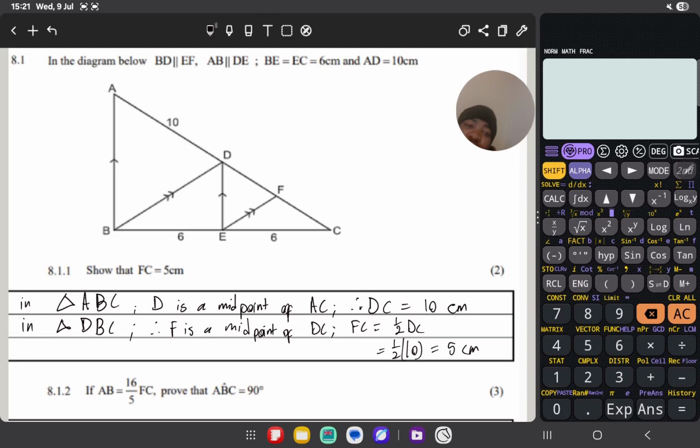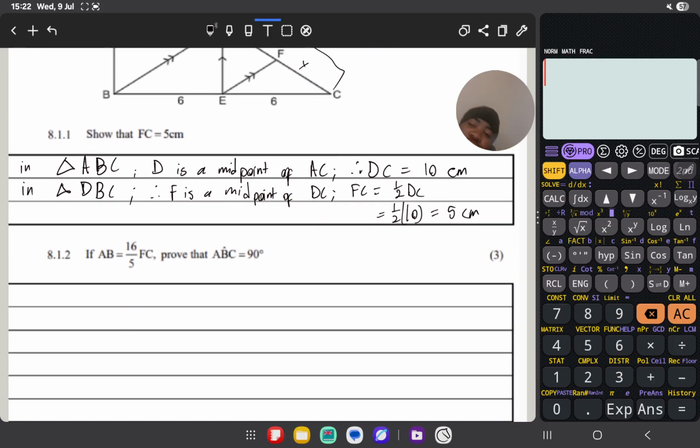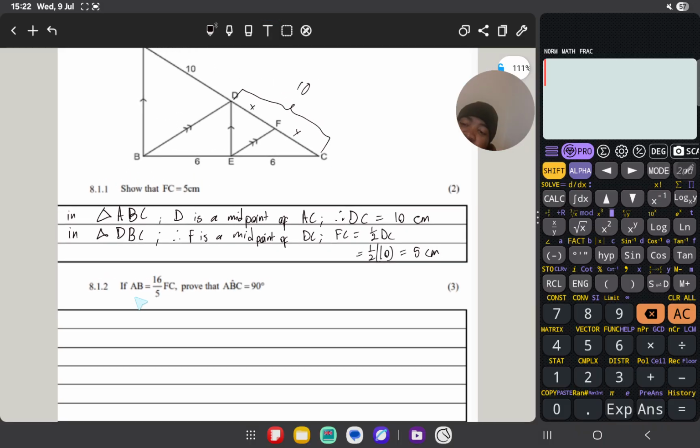You see it? So we started first with this big triangle, focusing only on DE and AB being parallel lines. In that case, we have 10 here. Then we shift our focus to triangle DBC, focusing on FE and DB being the parallel lines. Then here you will have 5 units making the 10 units. Let's move on.